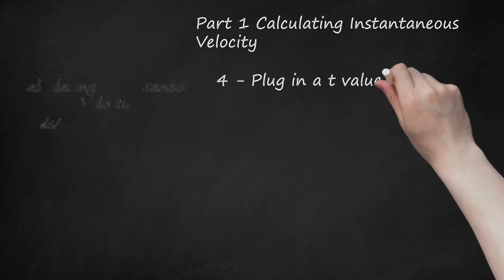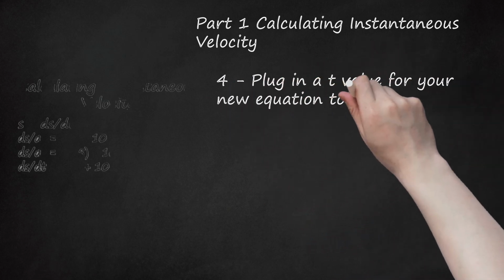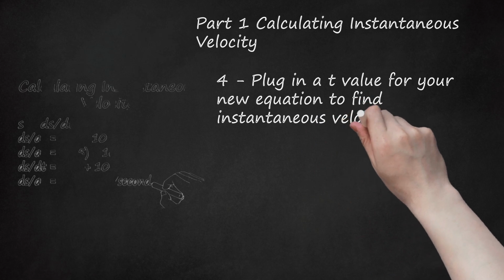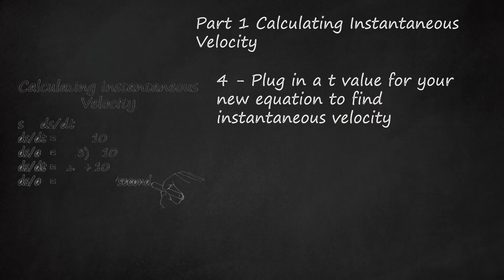4. Plug in a t value for your new equation to find instantaneous velocity. Now that you have your derivative equation, finding the instantaneous velocity at any point in time is easy. All you need to do is pick a value for t and plug it into your derivative equation. For example, if we want to find the instantaneous velocity at t = 5, we would just substitute 5 for t in the derivative ds/dt = 3t + 10.